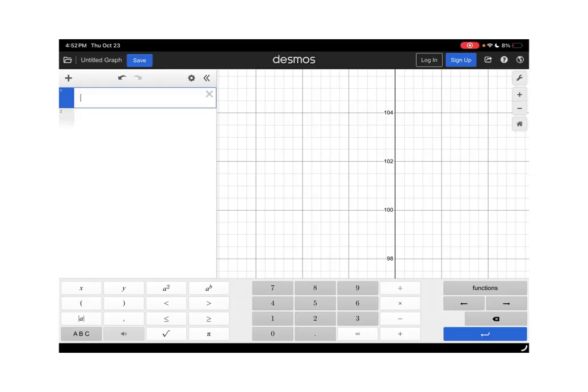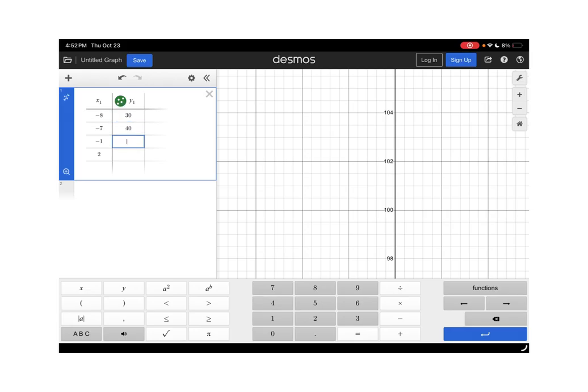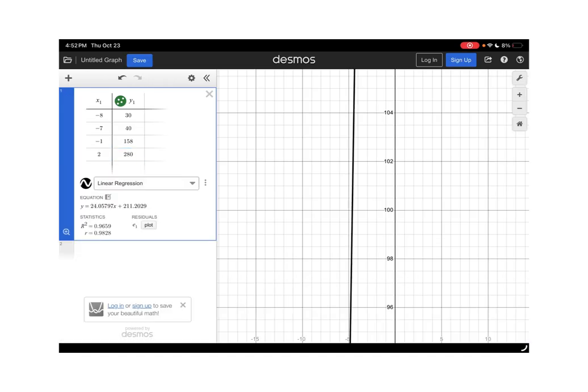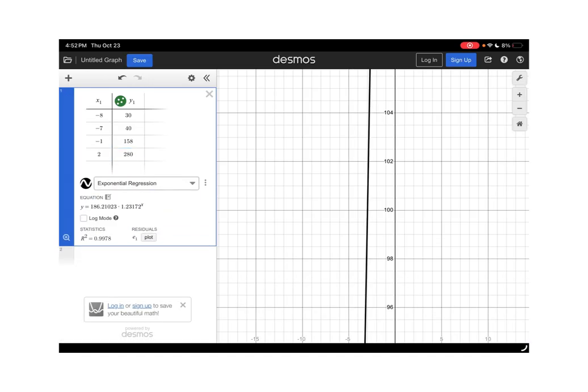Okay, now I'm going to show you how to do the same exponential regression on Desmos, because there is something you need to make sure you pay attention to. So first thing I'm going to do is add in the table. So -8, -7, -1, 2, and then 30, 40, 158, and 280. Hit the little regression symbol on the left and hit exponential regression.